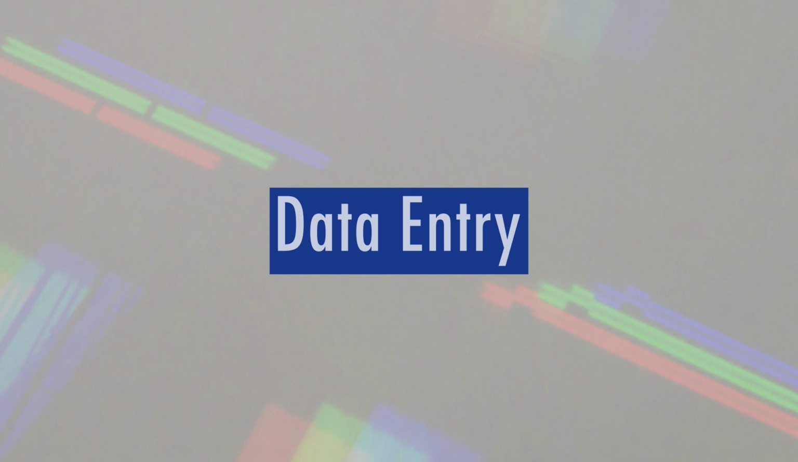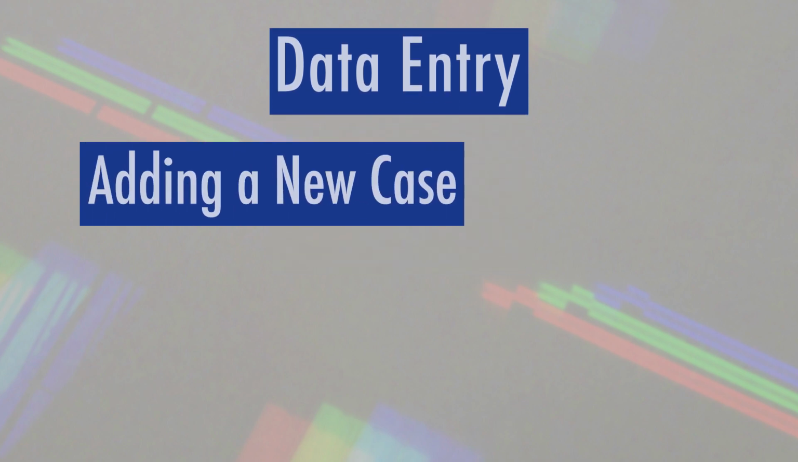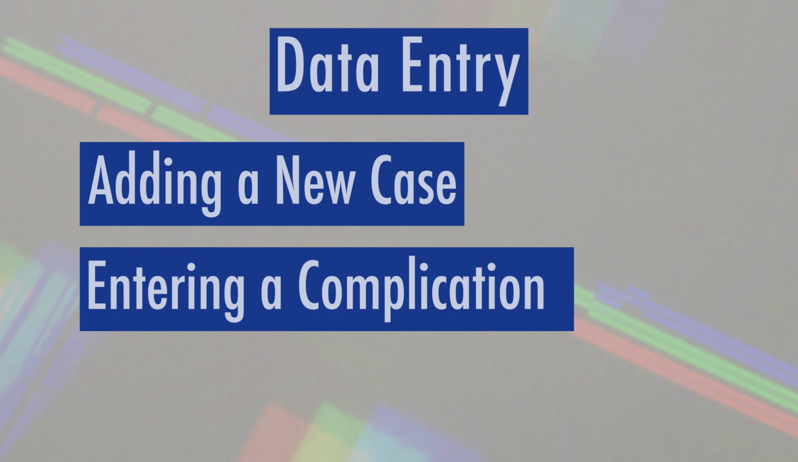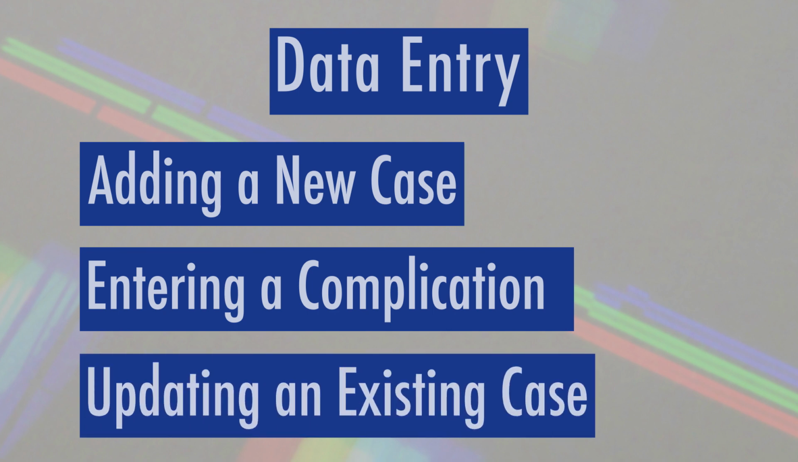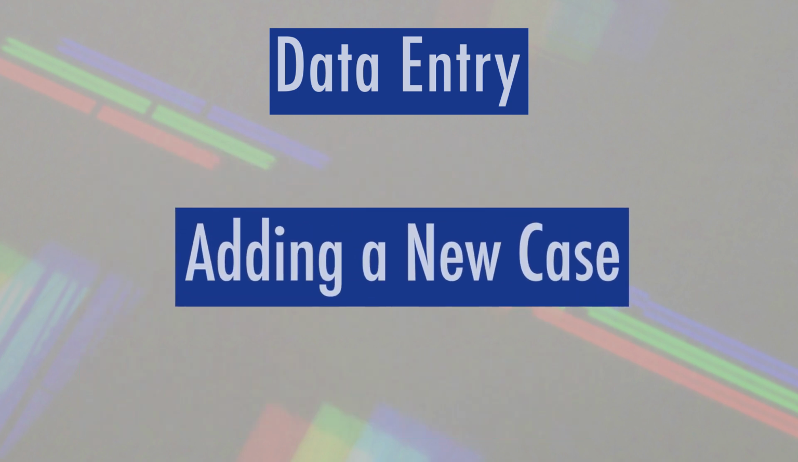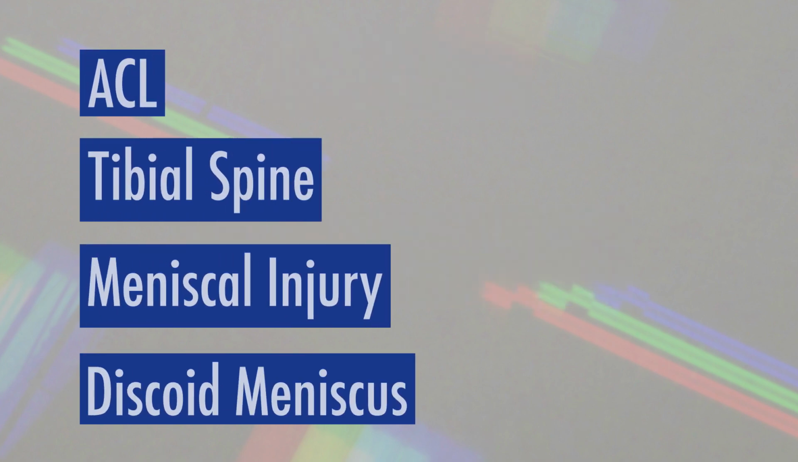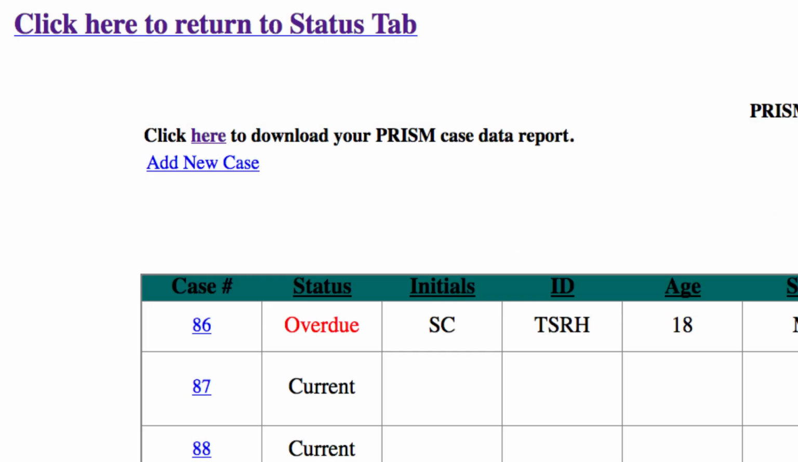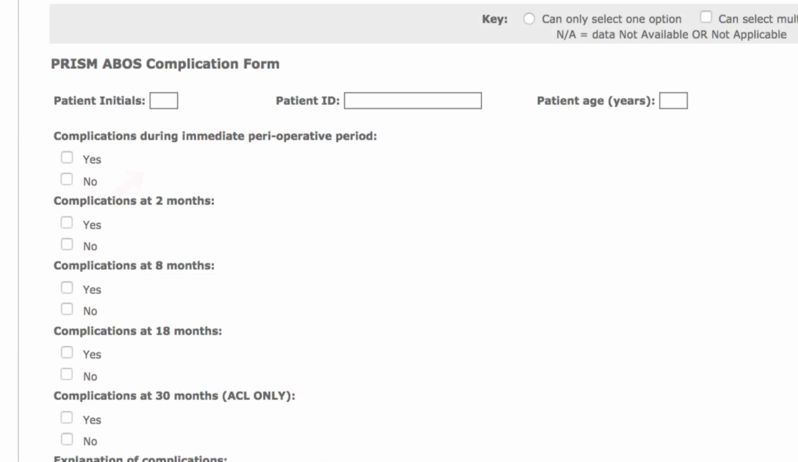We will cover 3 items in this section: adding a new case, entering a complication, and updating an existing case. In this phase of the program, we will review case entry. There are 4 case types being tracked in this database. To add a new case, click on the Add New Case link. This will redirect you to the case entry page.